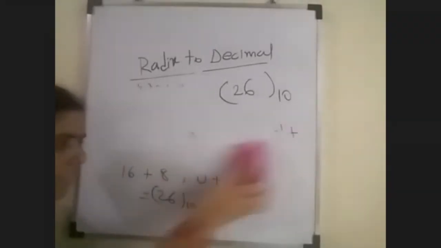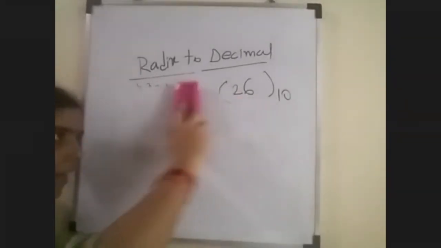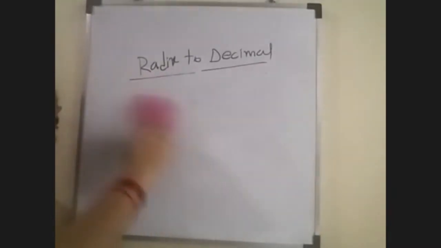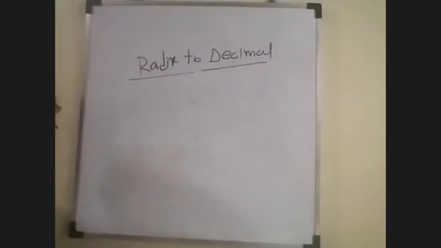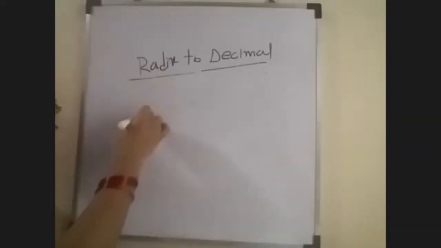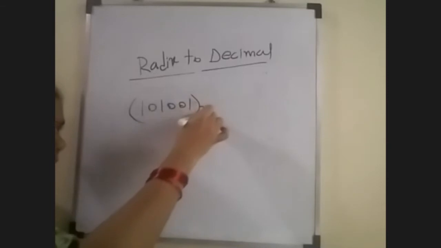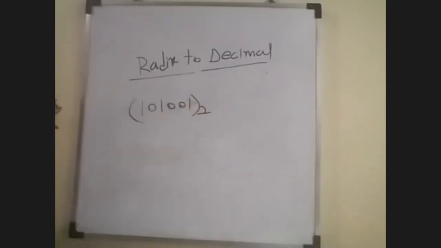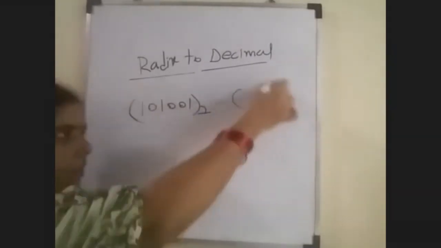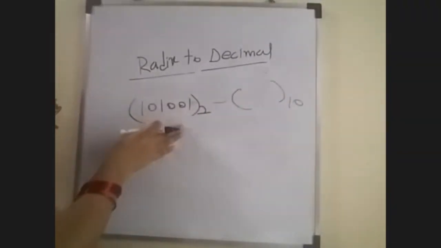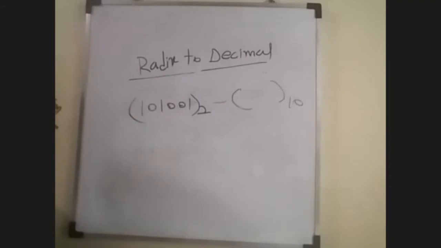In the previous class we converted decimal to any radix, right? For example, take decimal to binary: 41 is the decimal number, converted into binary, 101001. So this is base 2. Now you have to convert it back to decimal. While doing this process, you should get 41. See whether it works or not.